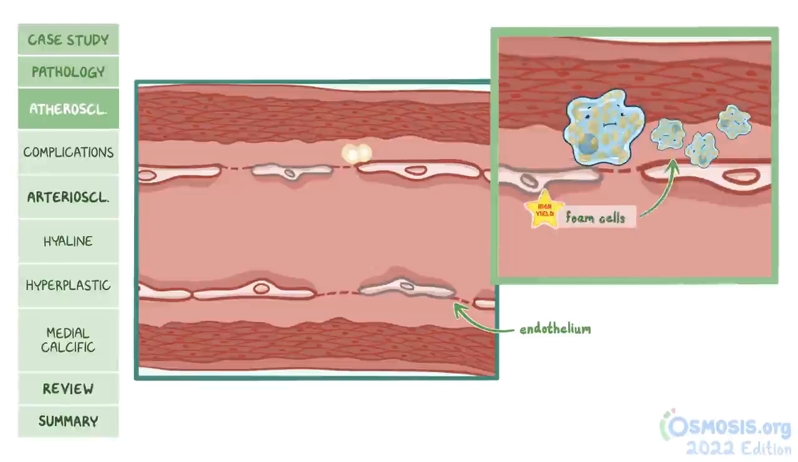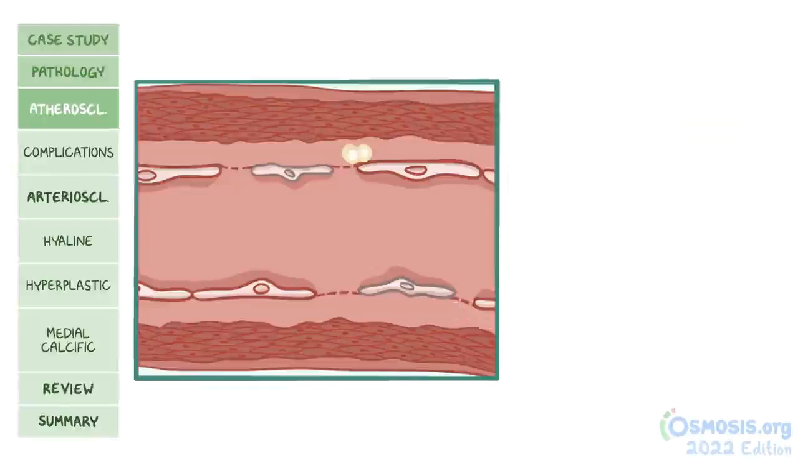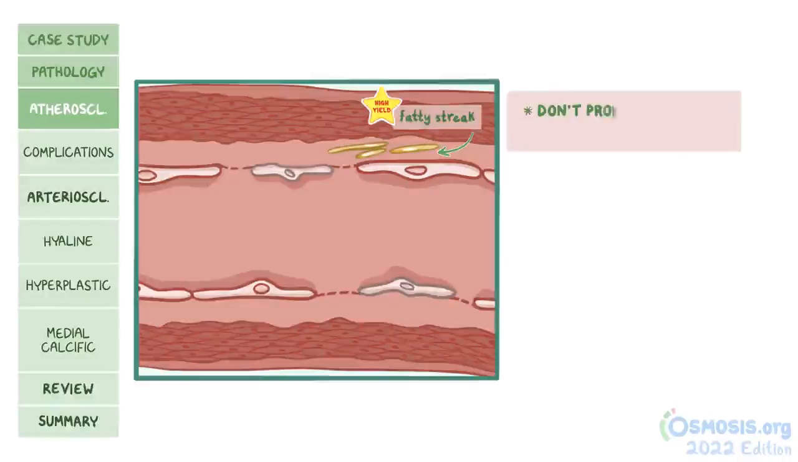Accumulation of foam cells underneath the endothelium creates the first marker of atherosclerosis, a fatty streak. Fatty streaks might as well be called flatty streaks because they are not raised, meaning they don't obstruct the lumen, so they don't produce clinical symptoms like angina. Damage to the endothelium calls upon platelets to join the party.